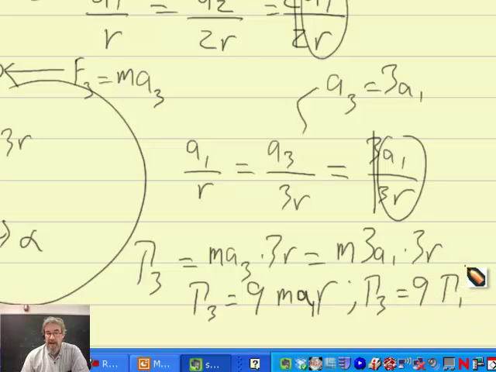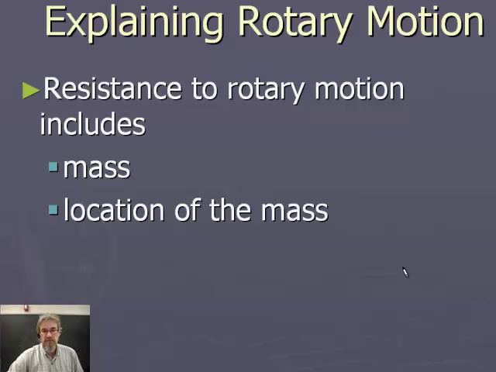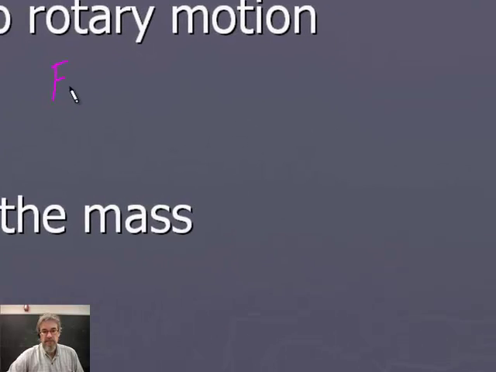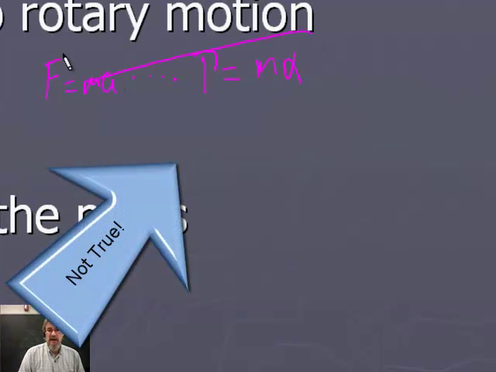So we see it not doubling when the radius doubles or tripling when the radius triples, but we see it going up by a square of the change in radius. And that's going to turn out to be significant. So the answer to the question is no. You can't say that F equals MA has a direct analog that says torque equals just M times alpha, because it depends on two things. So this analog isn't really true.